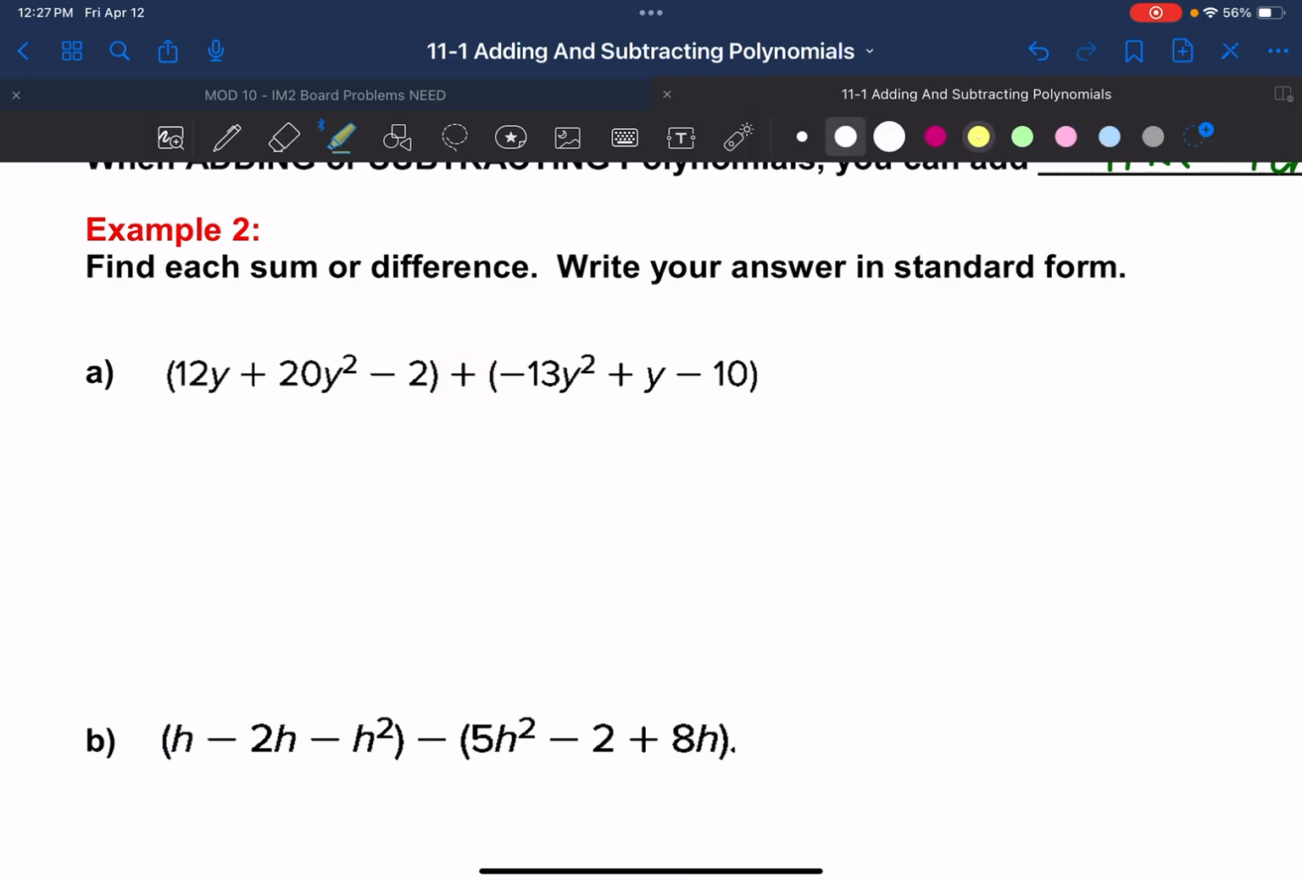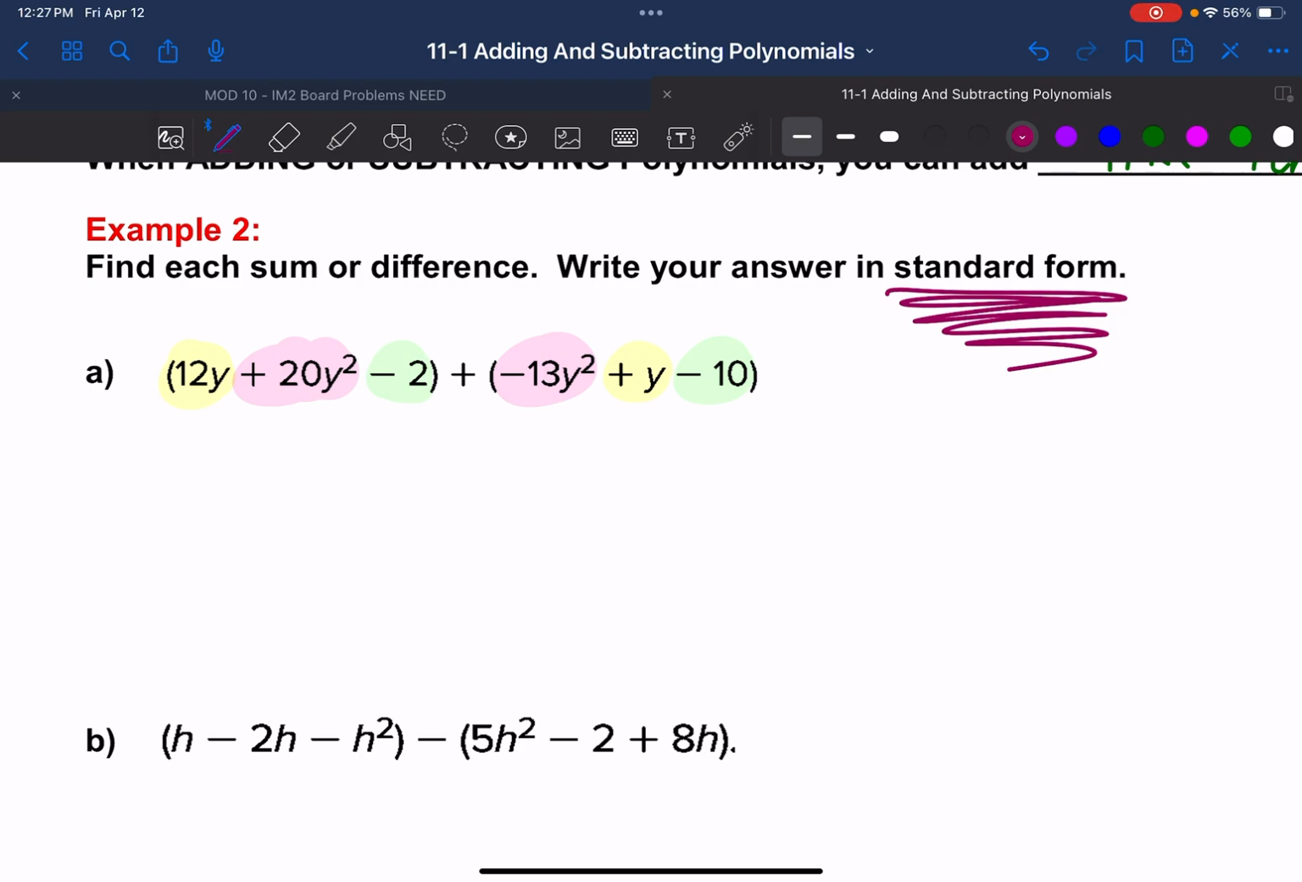Okay, so they want you to recognize, ooh, I can add the 12y and the y. I can combine the 20y squared with the -13y squared. And of course, numbers are like terms. I can combine those. And just be careful with your signs. So we're going to try to write it in standard form because that's what it says. So I'm going to combine those y squareds first. Those will become 7y squared. And 12y plus y gives me 13y. And then the numbers, -2 and -10, will give me -12.